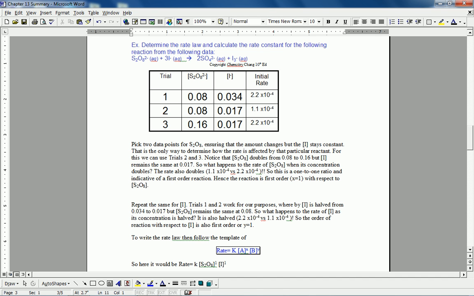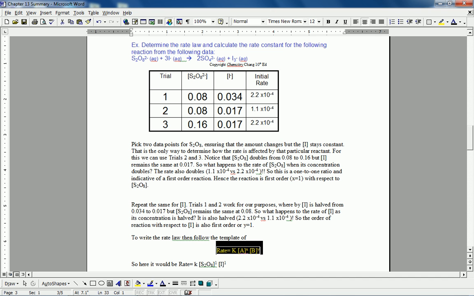So we do have a data set, and we need the data set in order to determine our orders. And of course, then we can also use that to determine our K value. And again, a rate law is always written in this particular format as highlighted down here. Rate equals K, which is your constant, times the concentration of just your reactants, and they will be to the powers of the order of the reaction.